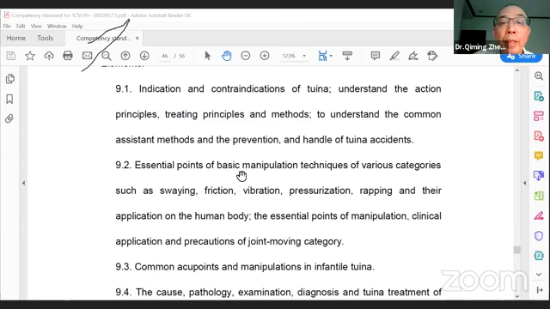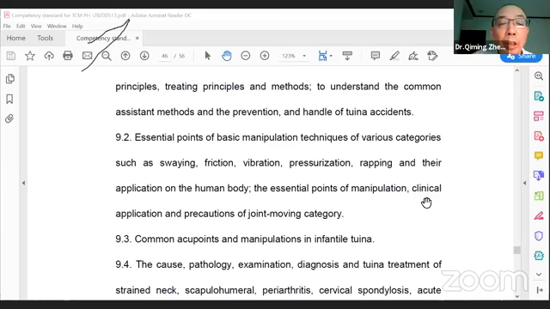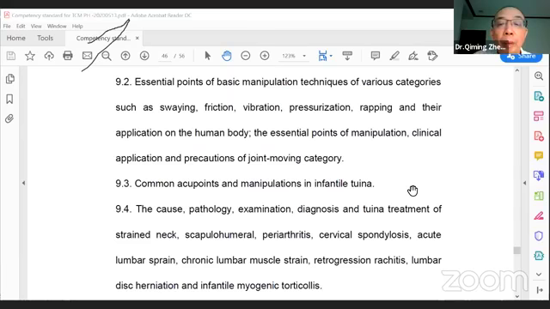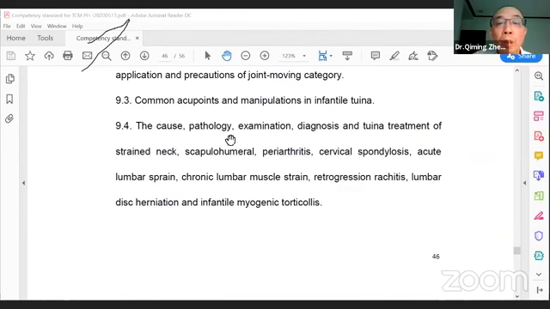Essential points of basic manipulation techniques for various categories, such as swaying, friction, vibration, pressurization, wrapping, and their application on the human body. The essential points of manipulation, clinical application, and precaution of the joint moving category. Common acupoints and manipulation in infantile Tuina. The course, pathologic examination, diagnosis, and Tuina treatment of strained neck, scapulohumeral periarthritis, cervical spondylosis, and acute sprain for the different diseases.